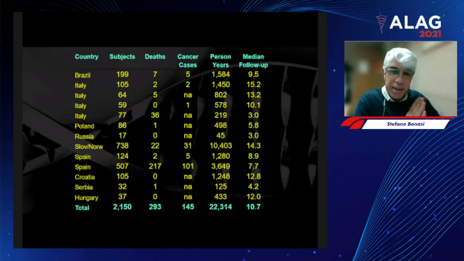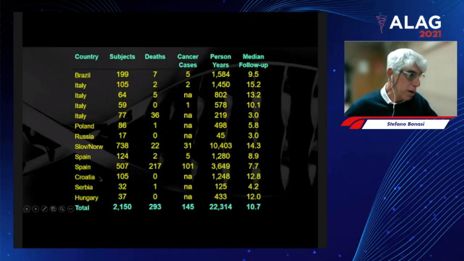So we did exactly the same design within the hCOMET group. These are the laboratories that contributed. Most of them were from Europe. There was also a large Brazilian laboratory, mainly from Italy, Poland, Russia, Norway or Slovakia, and Spain, Croatia, Serbia, Hungary. Overall, we put together 2,150 subjects, for a total of 293 subjects dying of any cause.